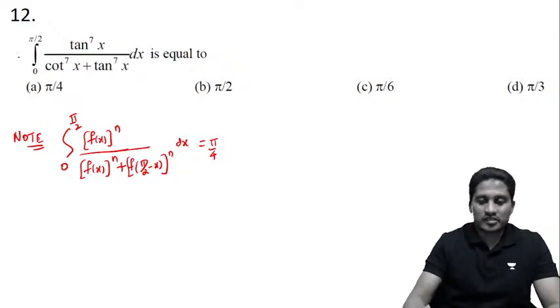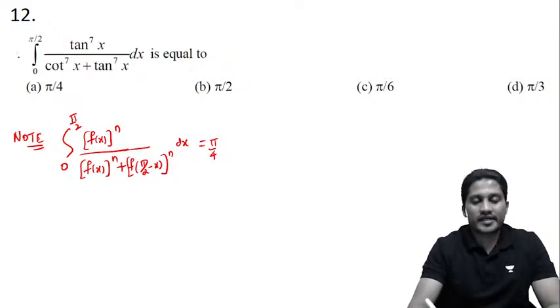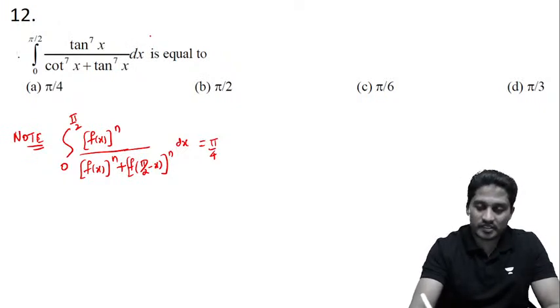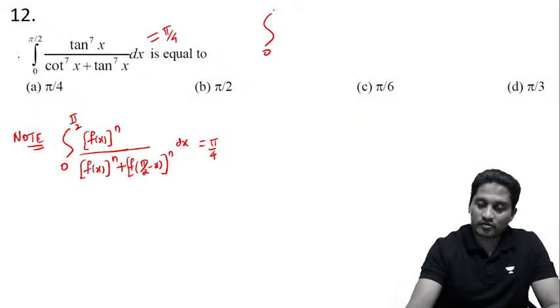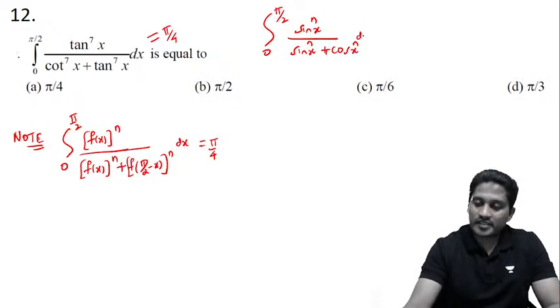Now the limit is 0 to pi by 2, tan x power 7 upon tan x power 7 plus cot x power 7. The answer will be equal to pi by 4. I gave you this example in part 5 as well. Suppose you have limit 0 to pi by 2, sin x to the power of n upon sin x to the power of n plus cos x to the power of n, dx. The answer will be equal to pi by 4.